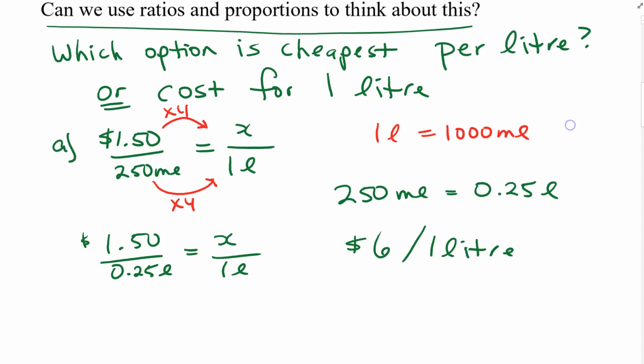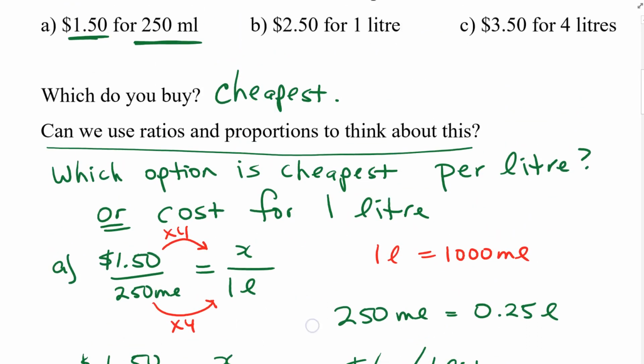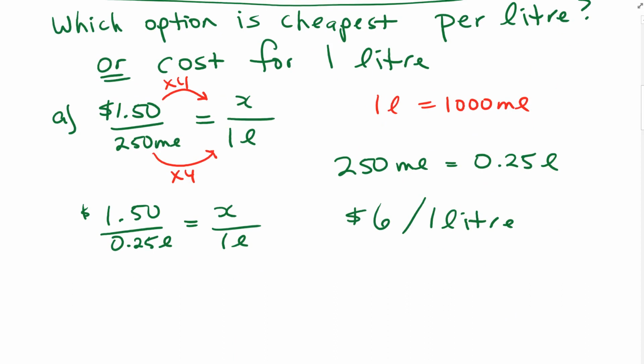For option B, well, option B is already set up, isn't it? Option B is $2.50 for 1 liter. So that was A, and here's B, $2.50 per liter. So far, which one is cheapest? Definitely paying $2.50 for a liter is a lot less than paying $6 for a liter.